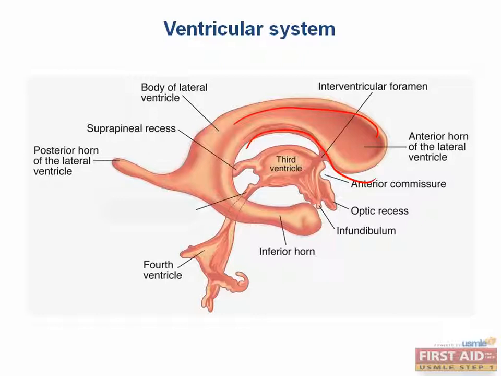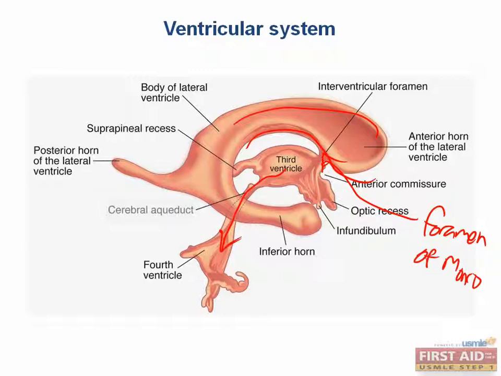What is the path by which the lateral ventricle drains into the third ventricle? This would be the foramen of Monro, which is seen right there. And what is the path by which the third ventricle drains into the fourth ventricle? That is the cerebral aqueduct.